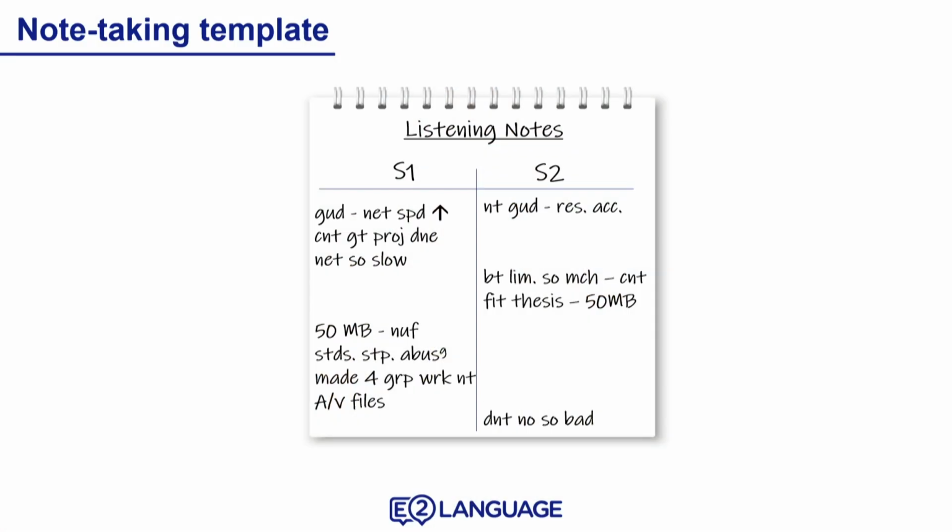How did you go? Were you able to catch the opinion of both the speakers? I'll show you my notes so you can compare. So what I've noted down is that speaker 1, which was the woman, thinks that this is good because the internet speed will go up. And she complains about not being able to get her project done because the internet speed was so slow.